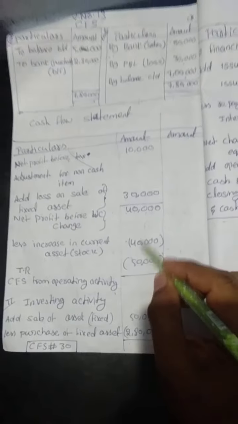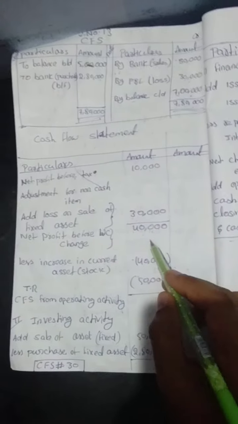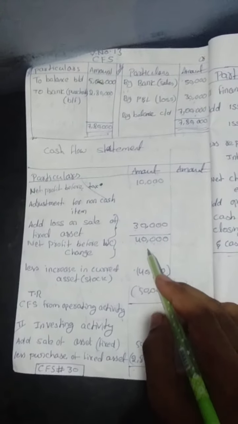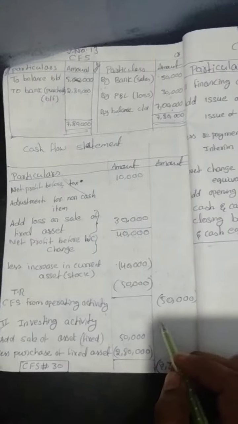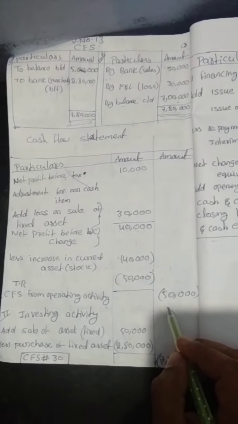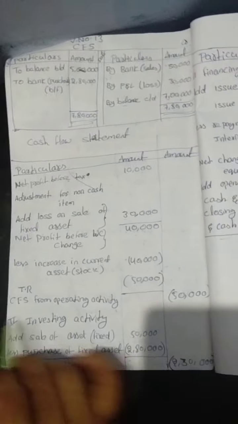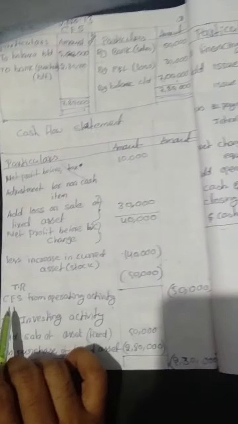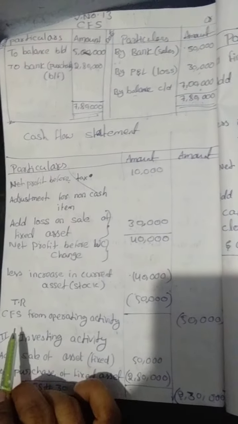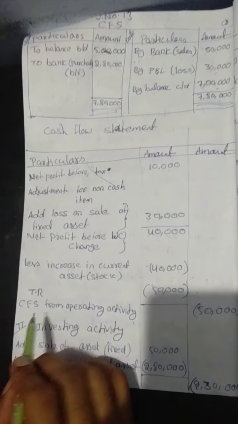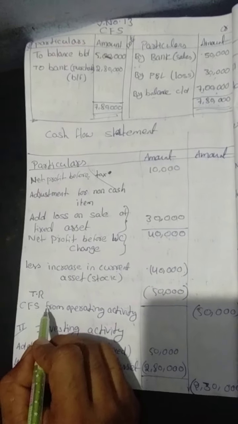We add these two negative figures and reduce them from here. 90,000 minus and 40,000 plus, the difference is minus 50,000. The heading we will give is cash used in operating activity.